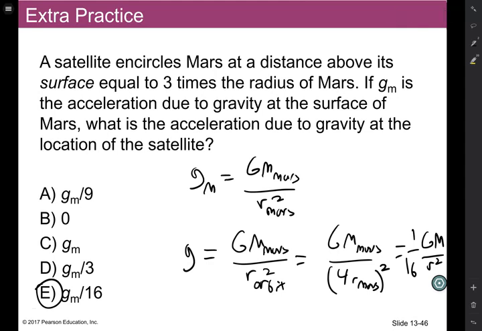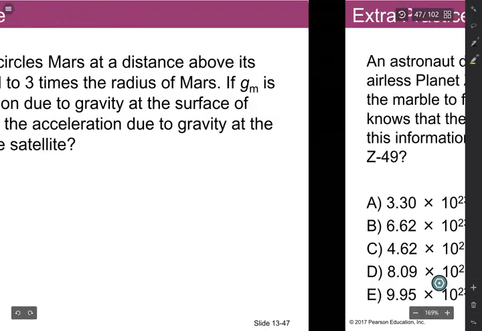In this case, the radius of the planet itself matters because we're dealing with numbers that are around the same size. The distance above the surface and the distance to the surface are about the same order of magnitude.